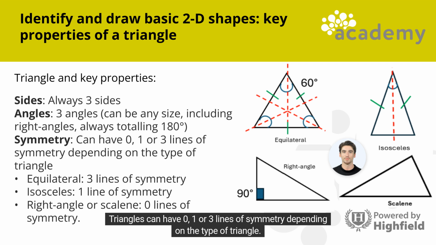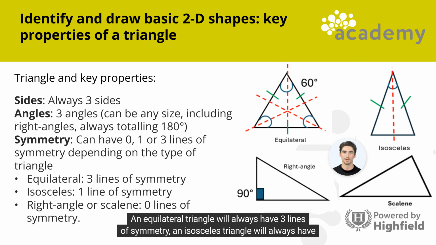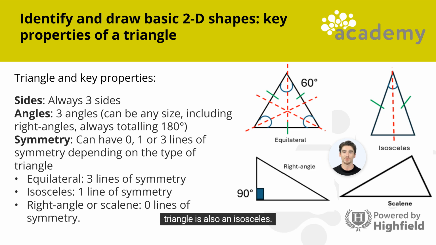Triangles can have 0, 1, or 3 lines of symmetry depending on the type of triangle. An equilateral triangle will always have 3 lines of symmetry. An isosceles triangle will always have 1 line of symmetry, and a right angle or scalene triangle will have no lines of symmetry, unless the right-angled triangle is also an isosceles.